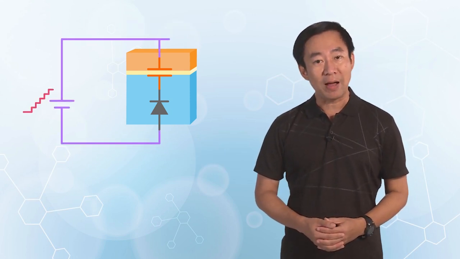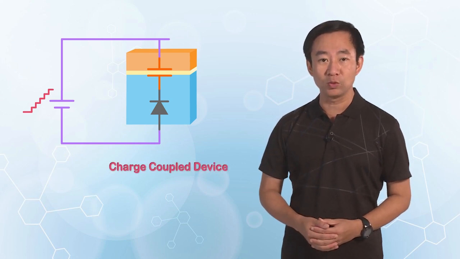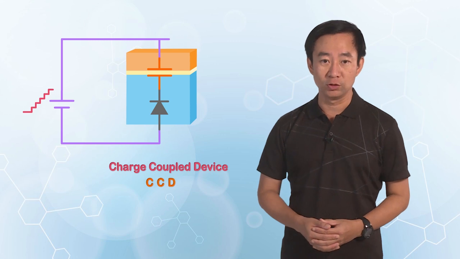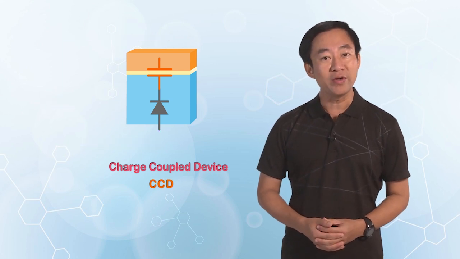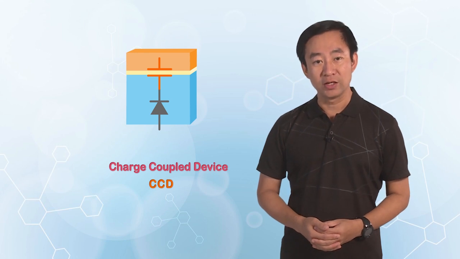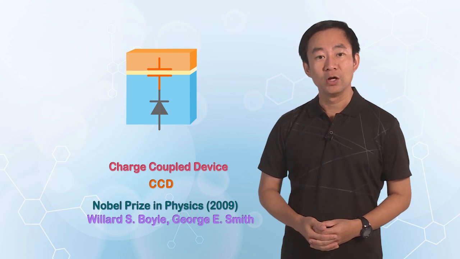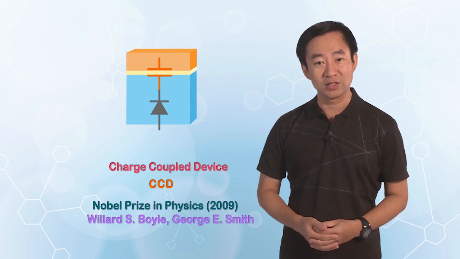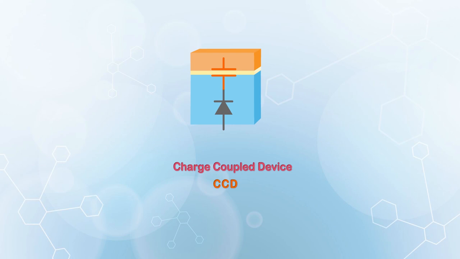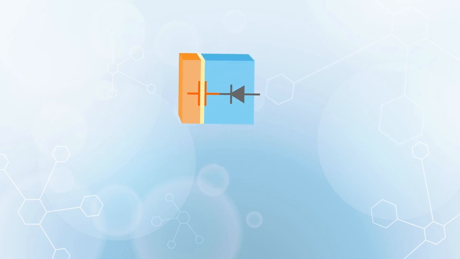Operating a MOS capacitor as a device to manipulate charges is called a charge-coupled device, or CCD for short. It is a very important invention for modern digital cameras, that the inventors, Willard Boyle and George Smith of Bell Labs, were awarded the Nobel Prize in Physics in 2009. A CCD is just a MOS capacitor, but it is operated in a deep depletion mode.